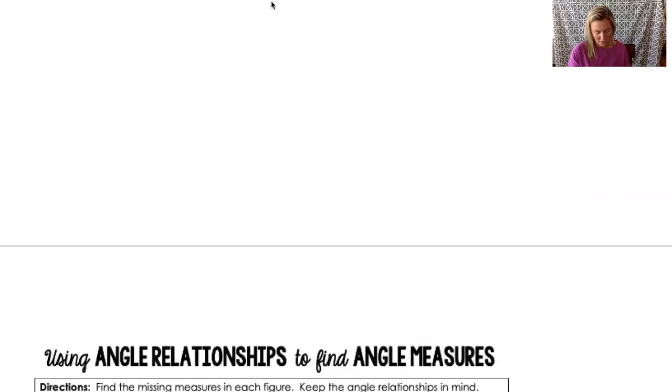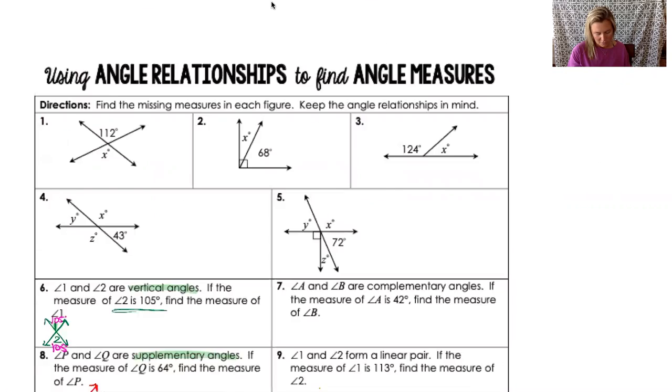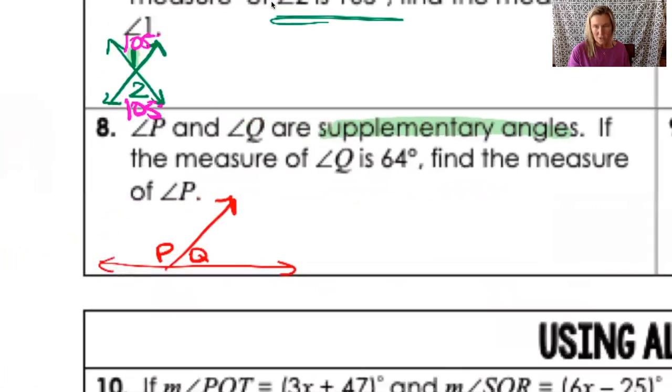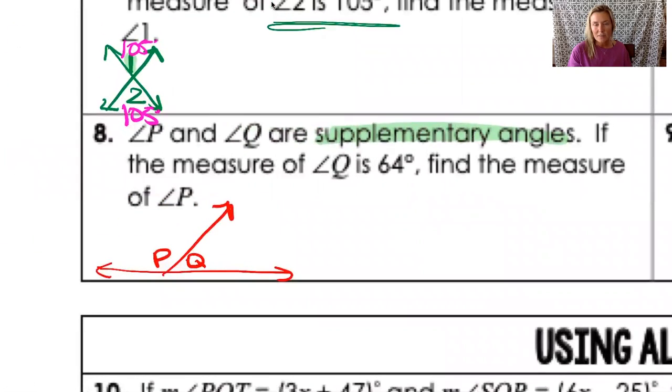Perfect. What else equals 180 degrees? Do you know? Would a line be 180? Maybe. Yeah, because it's straight. Yeah, perfect. Okay, so we know that P and Q are supplementary. Therefore, these are going to equal 180.